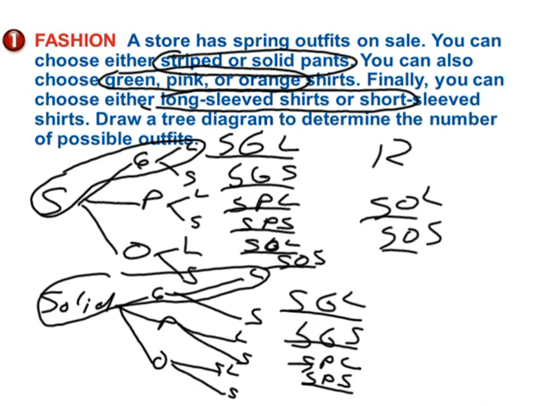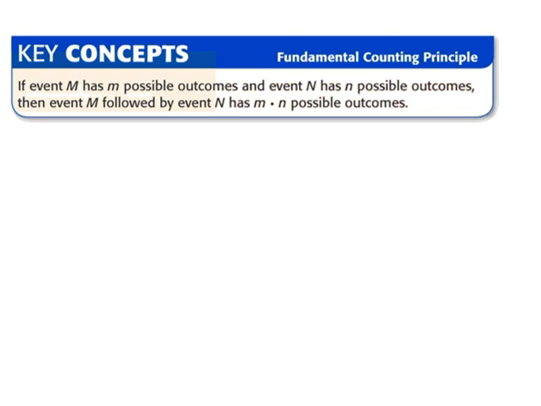And this time I want to look at the choices we had. We had 2 choices on the first one, 3 choices on the second one, and 2 choices on the third one. So 2 choices, 3 choices, and 2 choices. 12 different combinations. Key concept, fundamental counting principle: it says if an event M has M possible outcomes, and event N has N possible outcomes, then event M followed by event N has M times N possible outcomes.